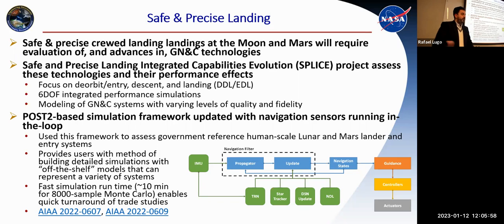And so we took this framework and applied it to a government reference human-scale lunar lander and a Mars lander, these entry systems. Because these are built to be generalized, depending on the inputs you put in for these different models, you can have them represent different off-the-shelf models of all these different sensors. And it's fast. For these trajectories, we're talking about 10 minutes to run 8,000-sample Monte Carlos. Again, that's from deorbit down to touchdown, 6-DOF, all the way with navigation and guidance in the loop. And all of this is documented in these two papers.